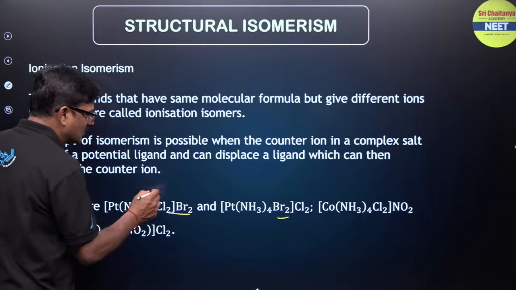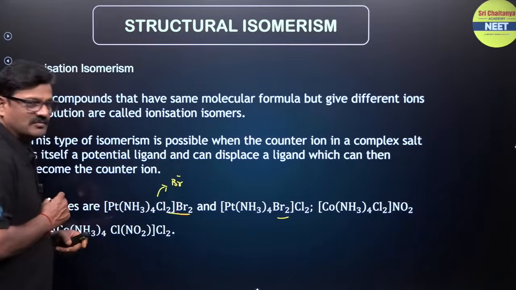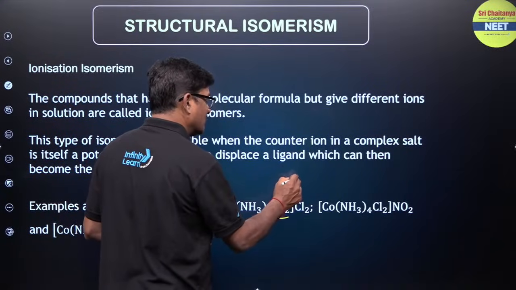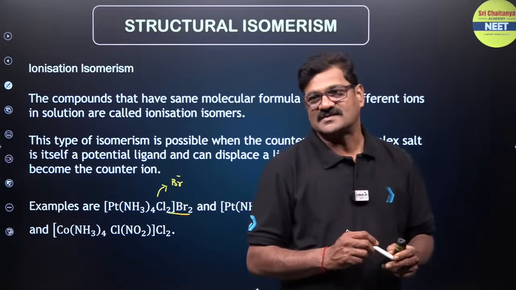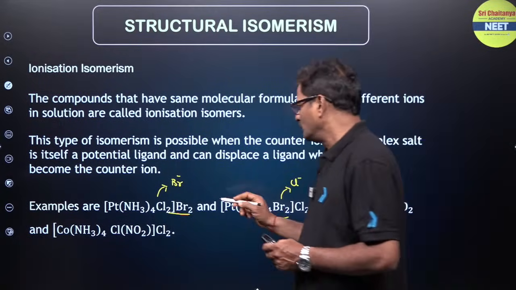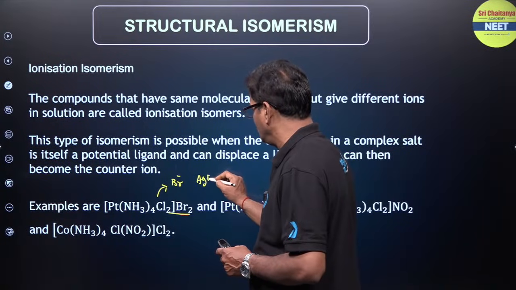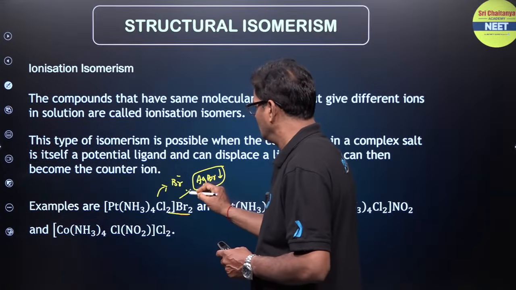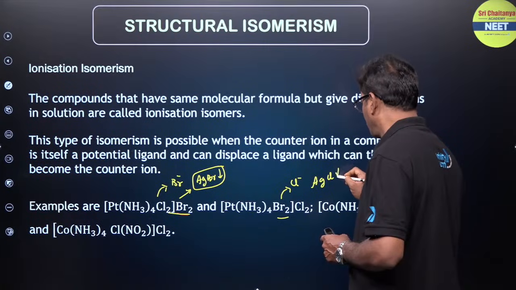When you dissolve this in water, you are going to get Br minus. When you dissolve this in water, you are going to get Cl minus. So that can be tested by using excess silver nitrate. If you take silver nitrate into action, AgBr is going to be precipitated here, and here AgCl is going to be precipitated.